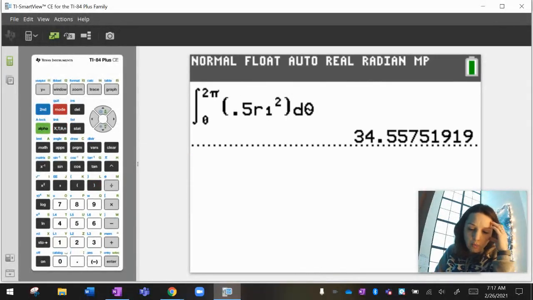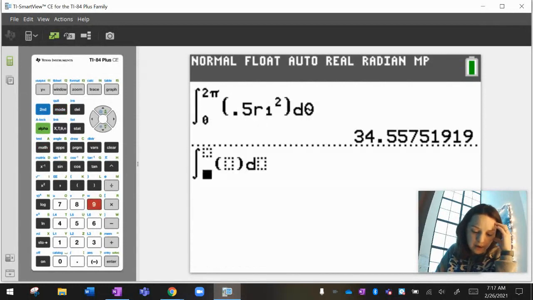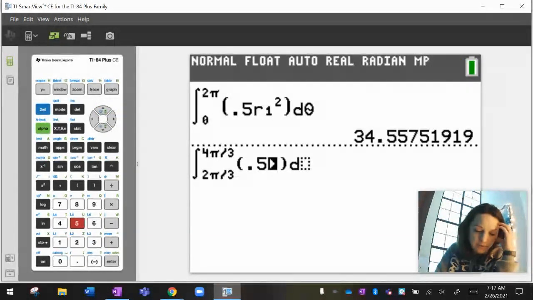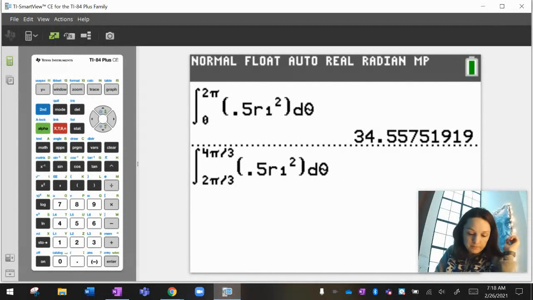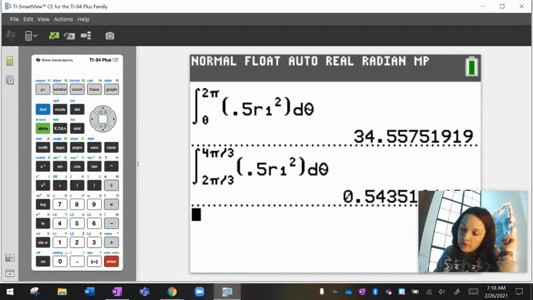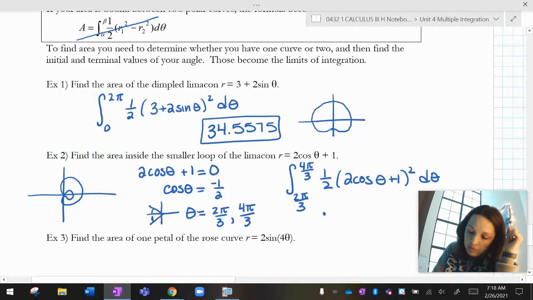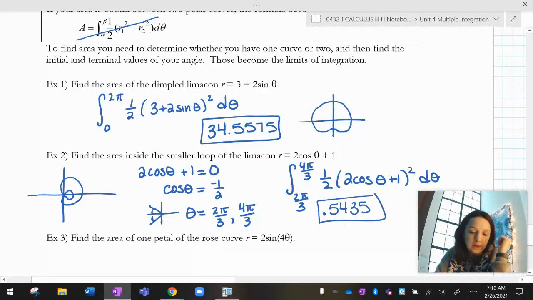All right. And then I'm just going to go back to my home screen, Math 9, the integral from 2 pi over 3 to 4 pi over 3 of 1/2 r squared d theta. And 0.5435, pardon me. 0.5435. Cool. And that's going to be this little baby area. Yay.